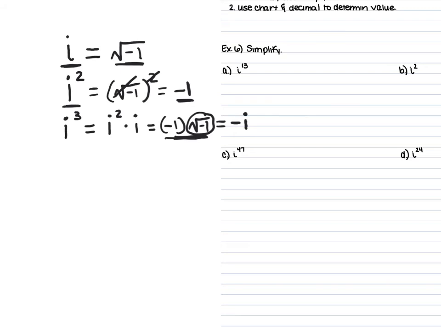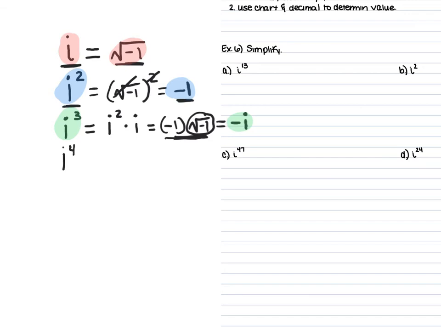So let me do some color coding here so we can show exactly what's happening. i becomes this. i squared becomes this. i to the third power becomes this. And we only have to learn one more. You're going to have to learn these 4, and if you can learn these 4, your life's going to be easy.